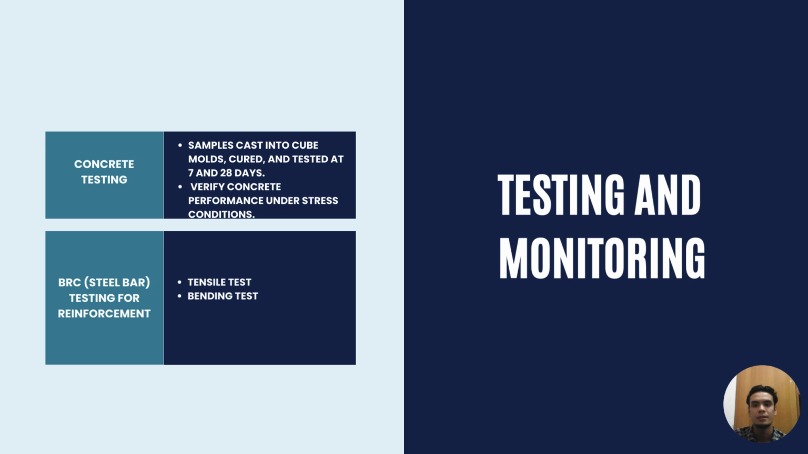Tensile tests assess T12 steel rebar in double bars to confirm they can handle the tension and shear forces crucial for structural stability and load transfer. Bending tests for BRC B10 and BRC A8 steel bar evaluate their flexibility and load bearing capacities, reinforcing concrete against heavy loads and environmental pressure. So that's all for the testing and monitoring.